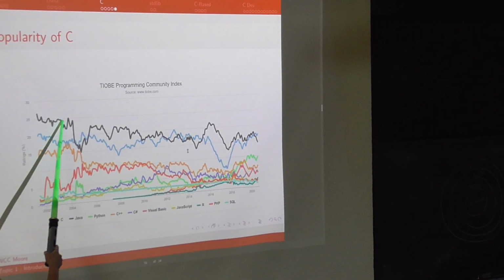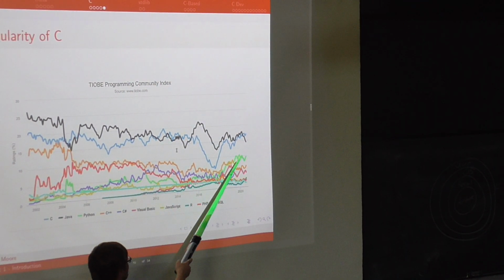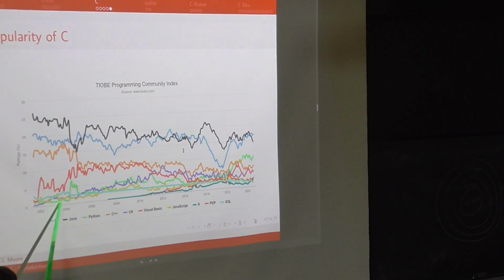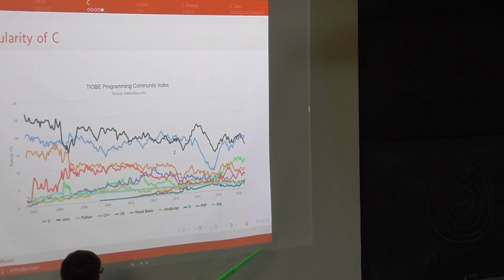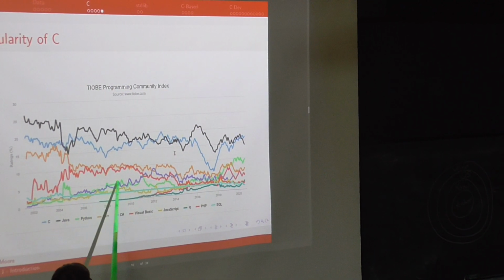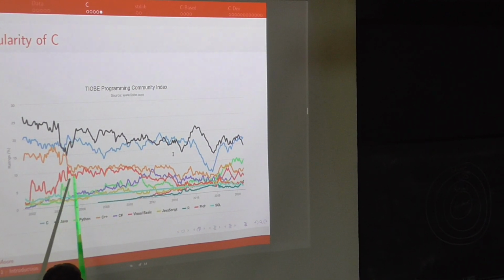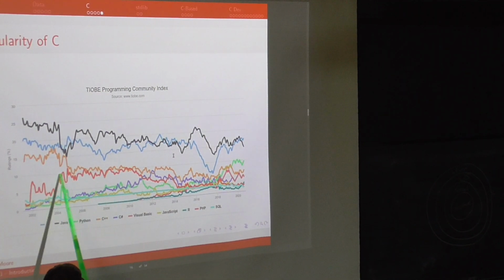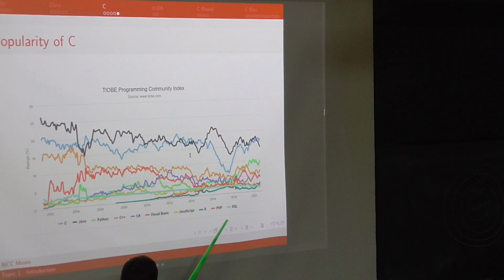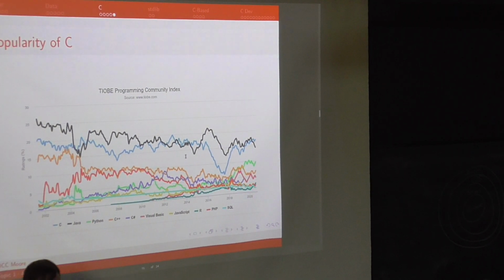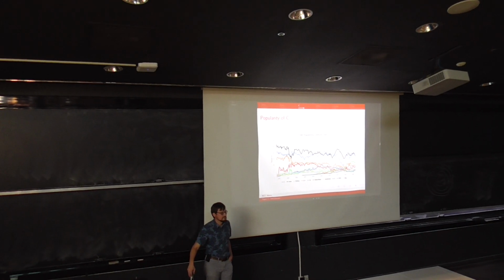This black one is Java. Python is this green one. You can see it's become more popular recently, but historically speaking, it's not necessarily a first-class language. C++ has gradually declined over the years. C# sort of peaked around 2011. Visual Basic peaked in the mid to late 2000s and is now not used much at all. But yeah, C is one of the big guys. Any questions?